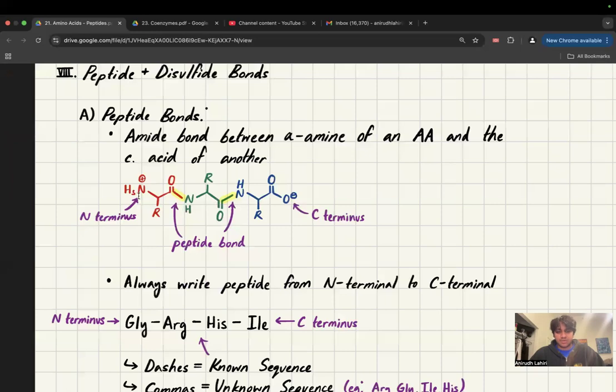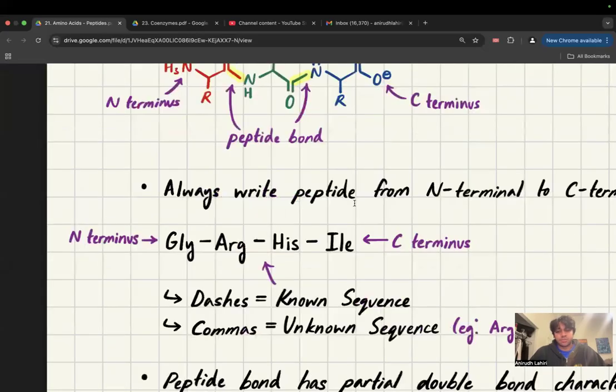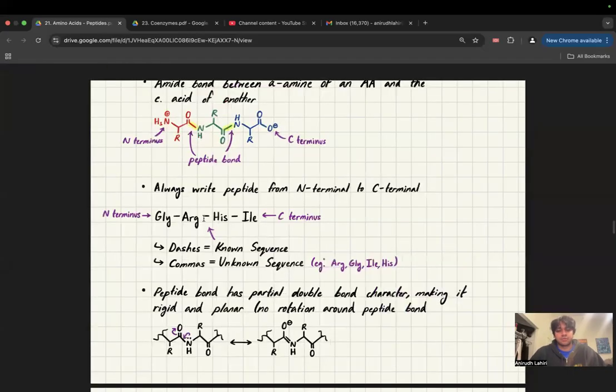N terminus, left side. You always write from N terminus to C terminus. N, it's really easy: nitrogen, N. C terminus, I don't know why it's called C terminus. Oh, because carboxylic acid, right? So carboxylic acid, C terminus, N to C. Okay. Always write the peptide from N to C. Glycine, arginine, histidine, ILE. Cool.